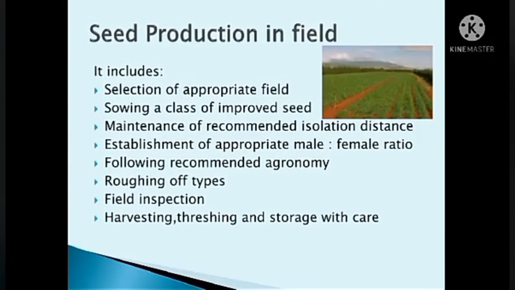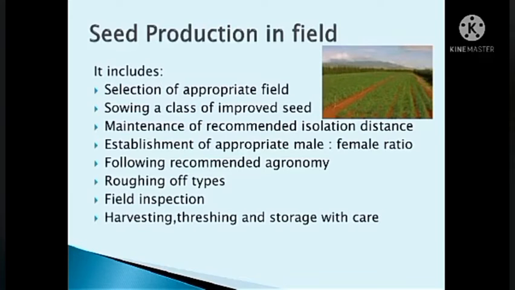Next is seed production in field. It includes first, selection of appropriate field. Second, sowing a class of improved seed. Third, maintenance of recommended isolation distance. Fourth, establishment of appropriate male-female ratio.